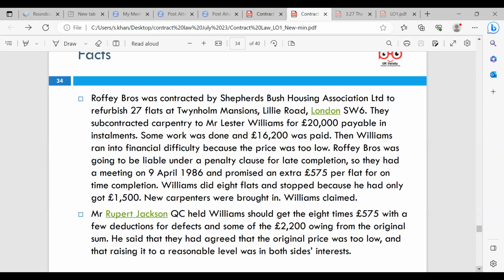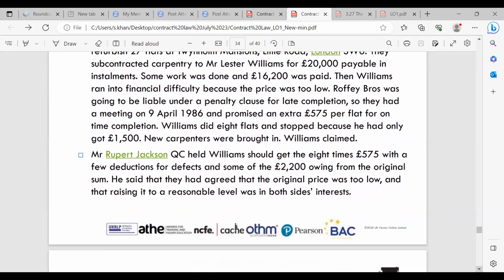Roffey Brothers was going to be liable under a penalty clause for late completion, so they had a meeting on the 9th of April and promised an extra £575 per flat for timely completion. Williams did 8 flats and stopped because he had only got £1,500. New carpenters were brought in and Williams claimed, and the judge, Rupert Jackson QC, held that Williams should get 8 times £575, with a few deductions for defects, in some of the £2,200 owing from the original sum.